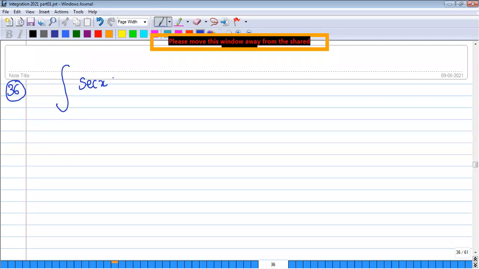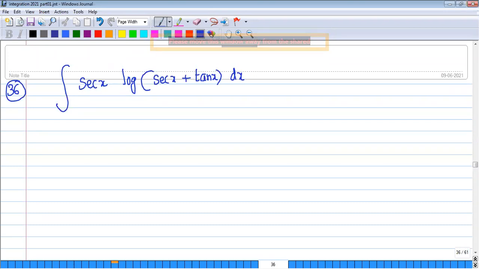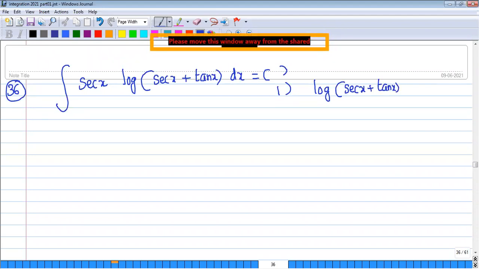Integral of secant x times log of (secant x plus tan x) dx. First option, log of (secant x plus tan x) whole square plus constant of integration.